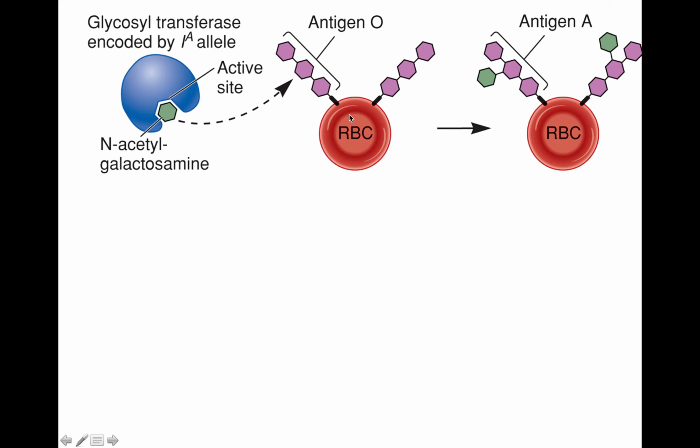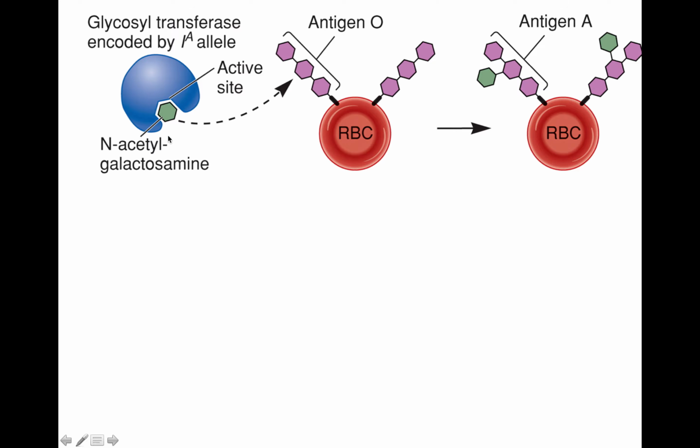Here's a red blood cell, and here is a branched sugar that exists on its surface. It has several sugars here that can be modified by an enzyme called glycosyltransferase. Now, glycosyltransferase comes in 3 different varieties.